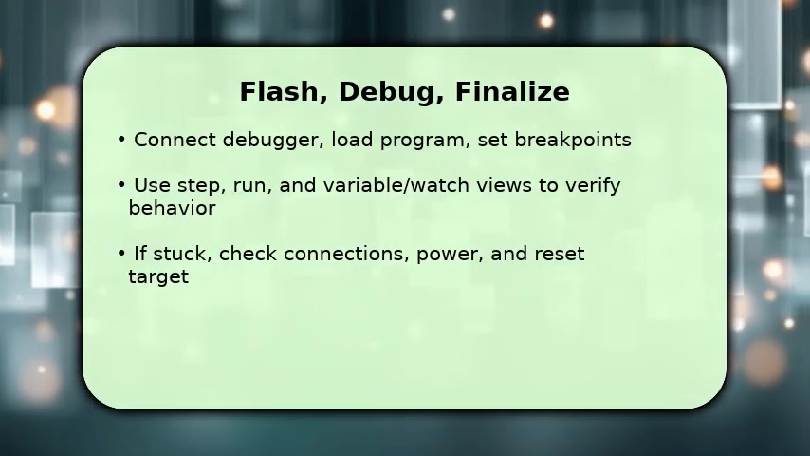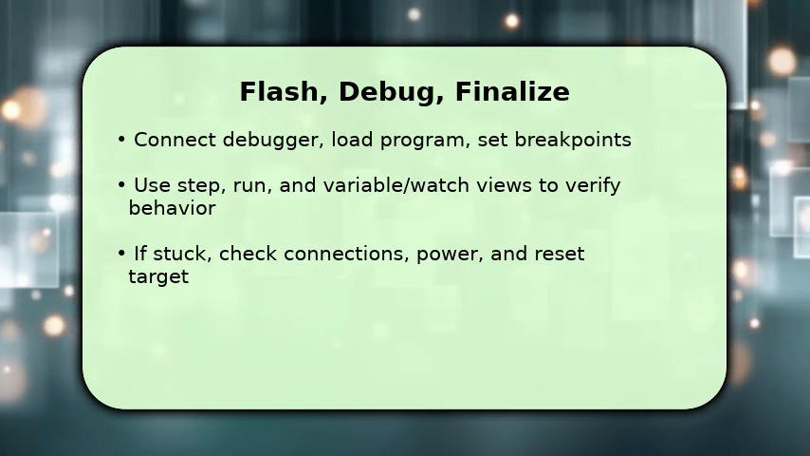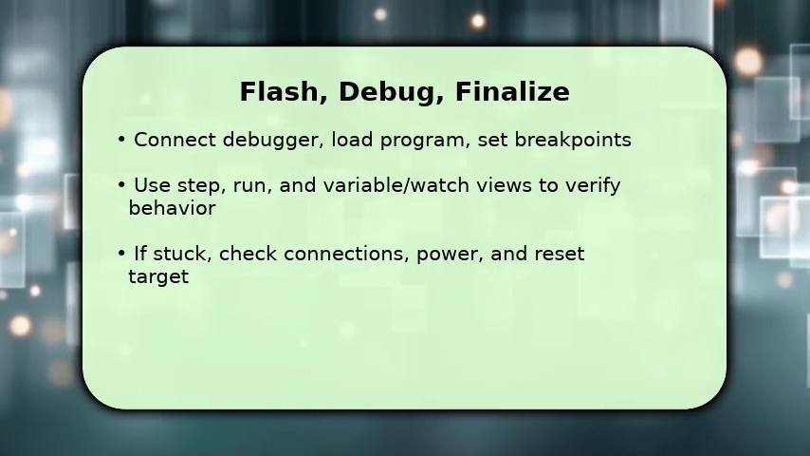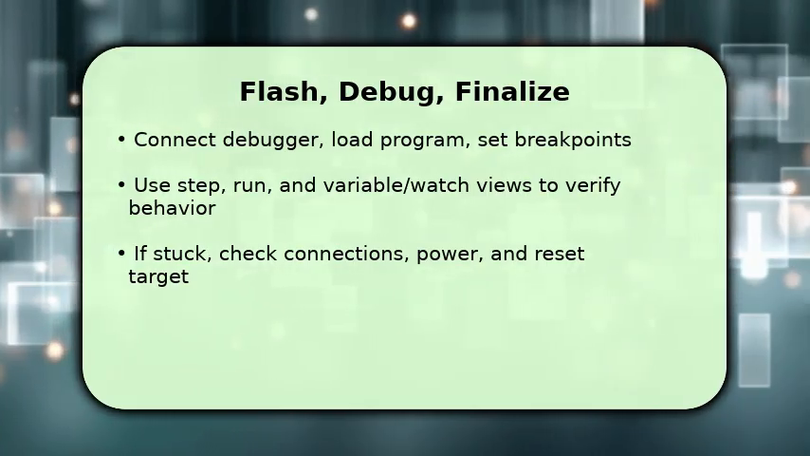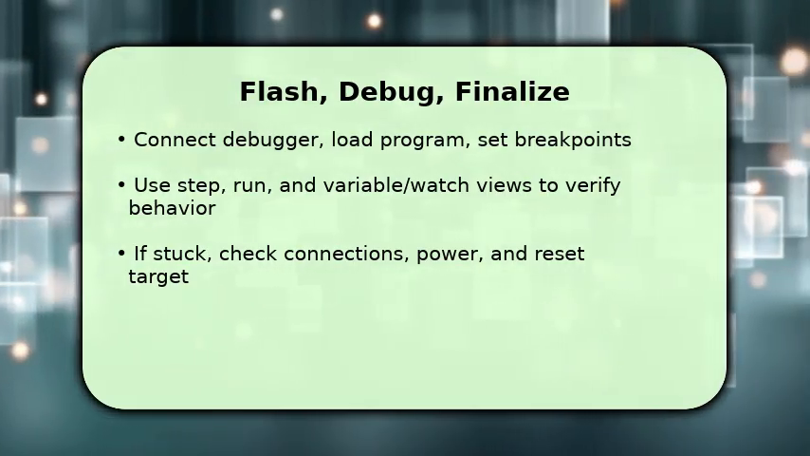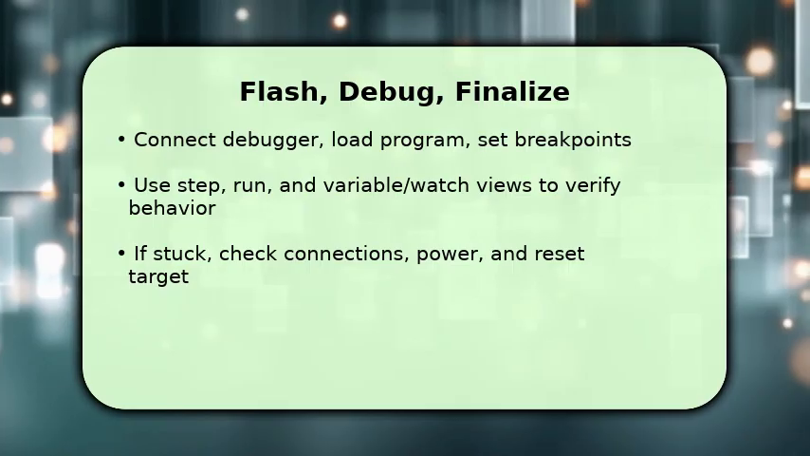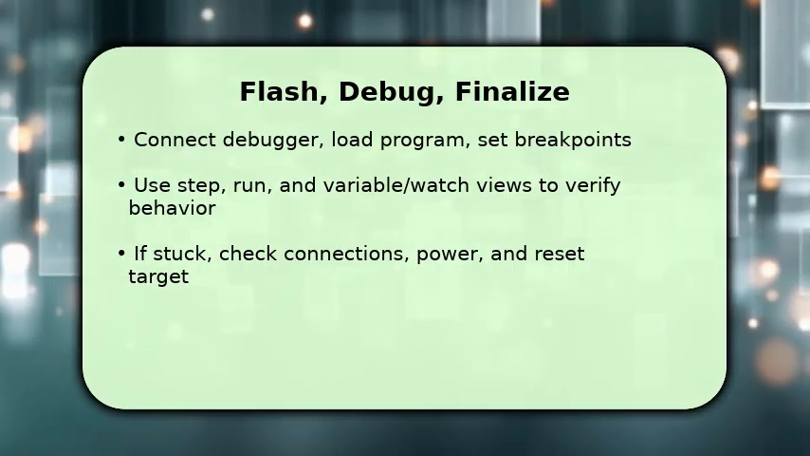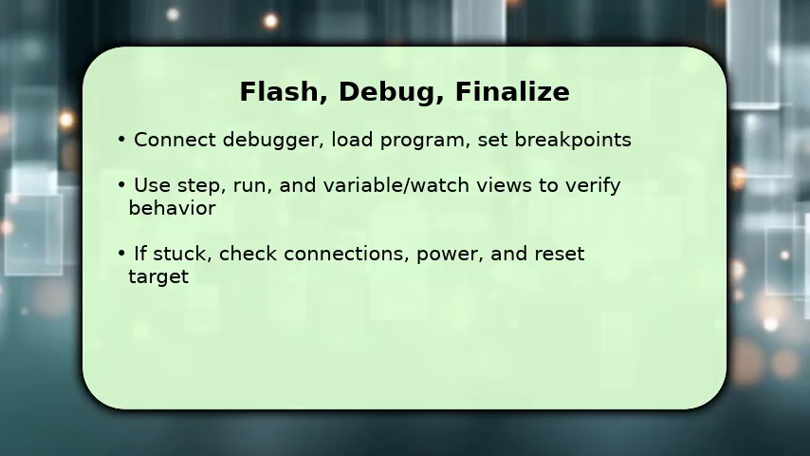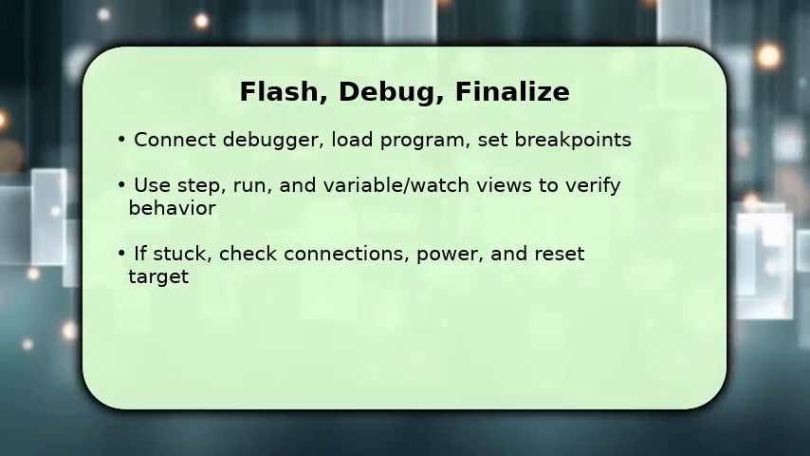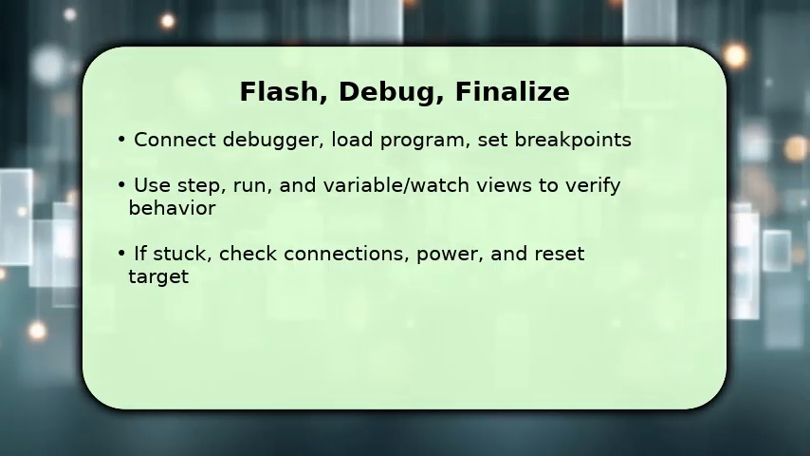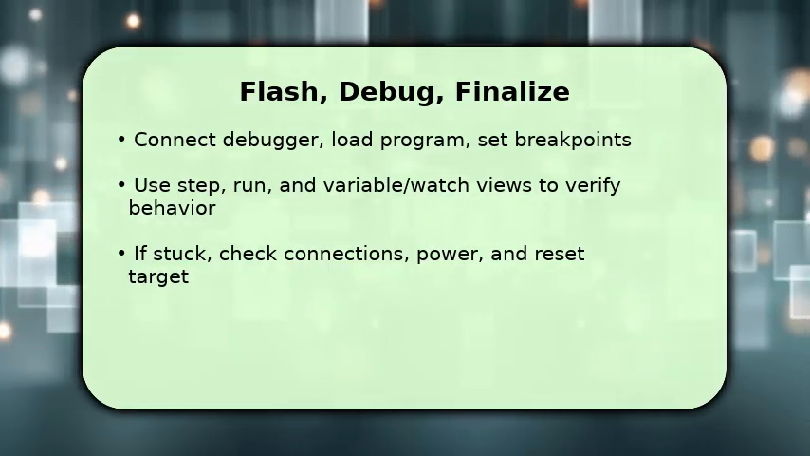You finish by loading the program to the board and starting a debug session. Connect the debugger, flash the binary, and set a couple of breakpoints at key routines so you can observe flow. Use step, run, and watches to confirm variables and peripheral states. This shows why code behaves a certain way. If things go wrong, stop, verify your cable and board power, then reset the target and try again. Often the simplest fixes restore connectivity quickly.